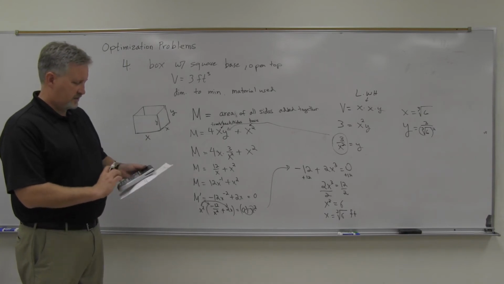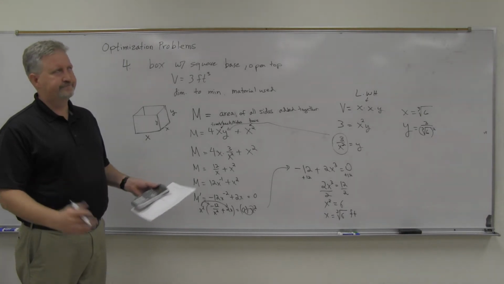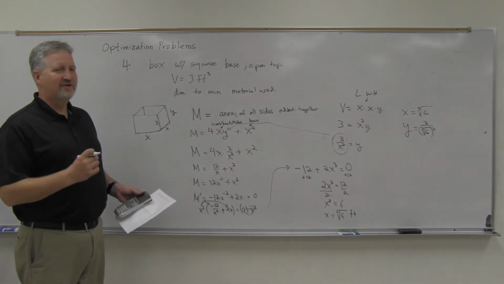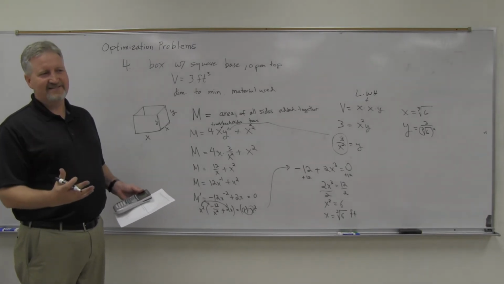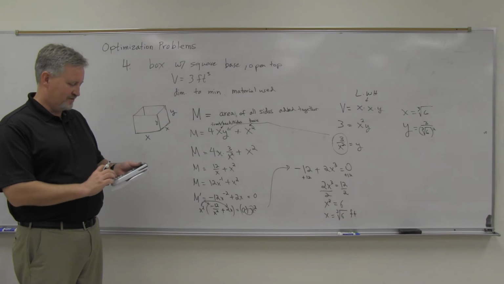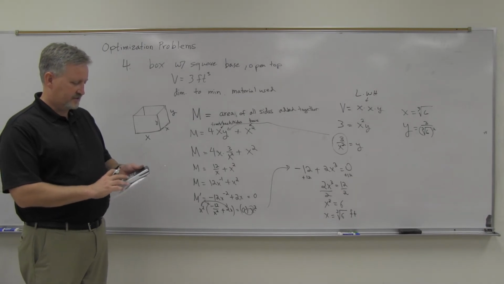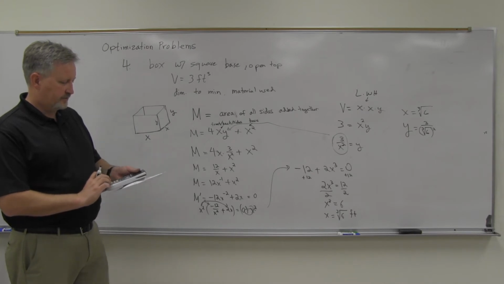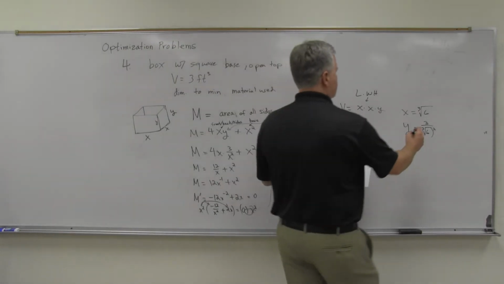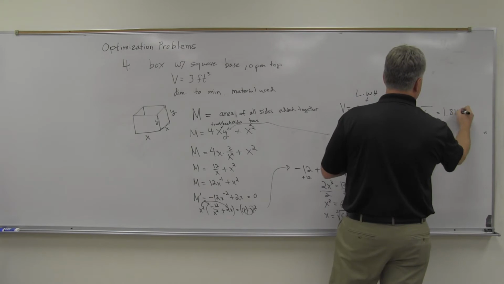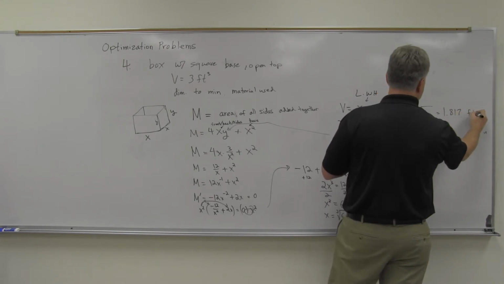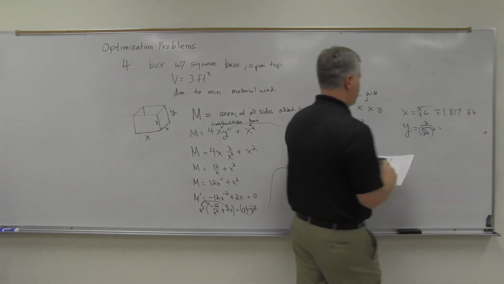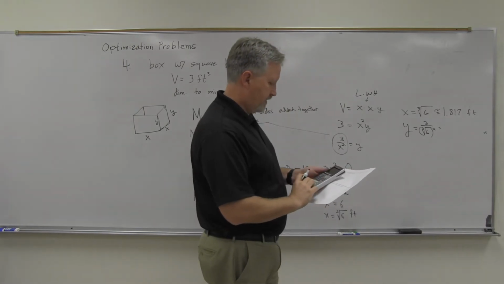You can do that. Cube root of 6 is 6 to the 1/3 if you can't find your cube root button. So 6 raised to the 1/3 power. It's about 1.817 feet. And so that would be 3 divided by that squared.